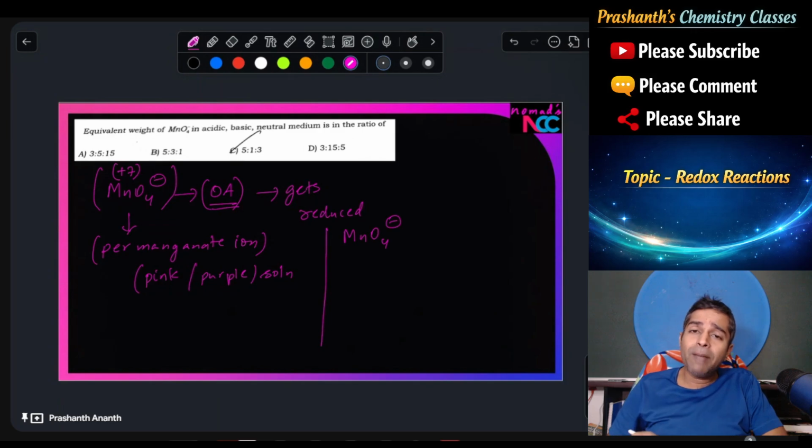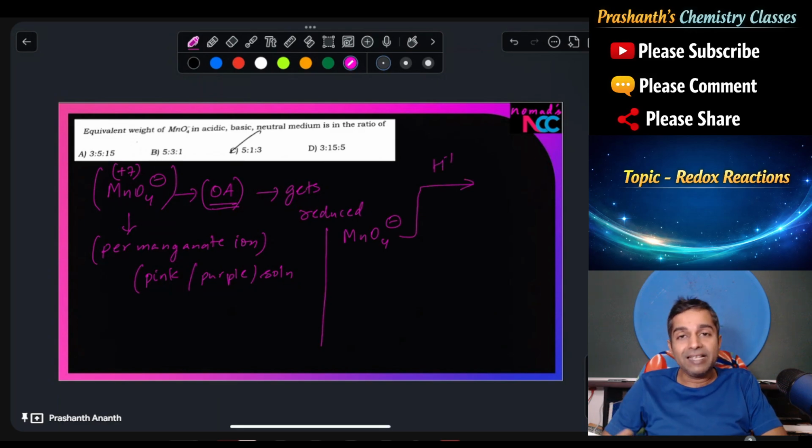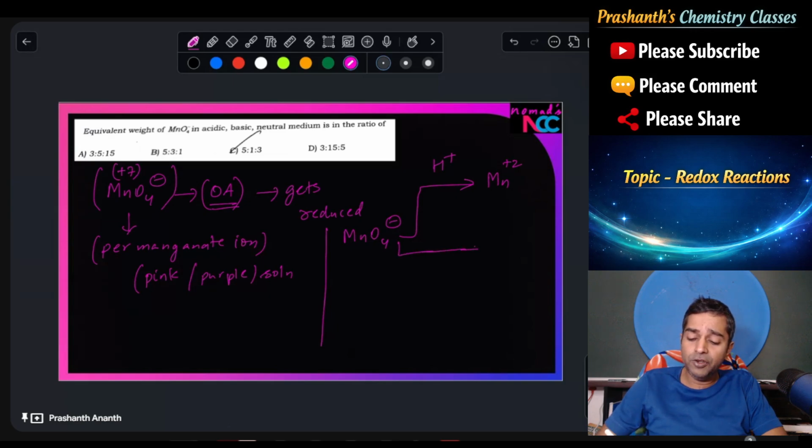So when the permanganate is behaving as an oxidizing agent in different mediums, it will end up giving different products. When it is acting as an oxidizing agent in acidic medium, the final product it will give is manganese plus 2. Now, if it is acting as an oxidizing agent in neutral conditions, that is in plain water, it will end up giving the final product as manganese dioxide, MnO2.